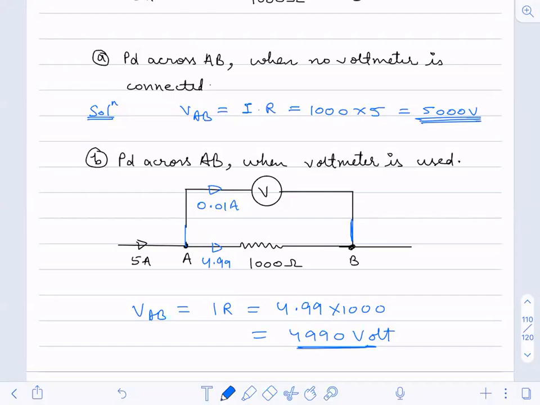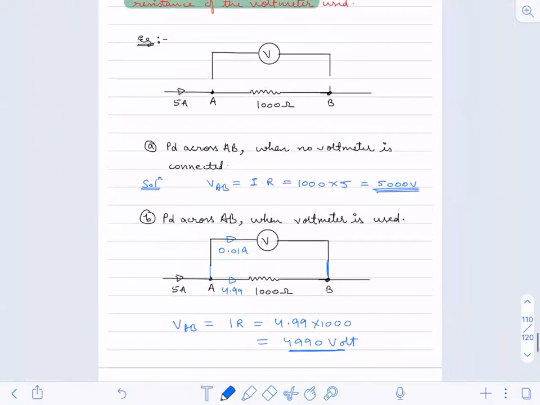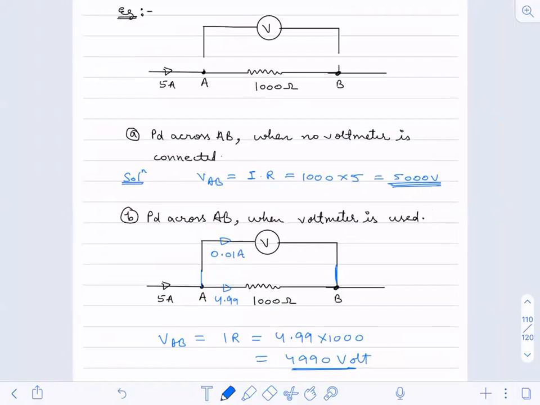Why is the error of 10 volt coming? Anyone who can write it in short? If you see here, when the voltmeter was not connected, just see these two figures. If you see this figure, okay, because of deflection.